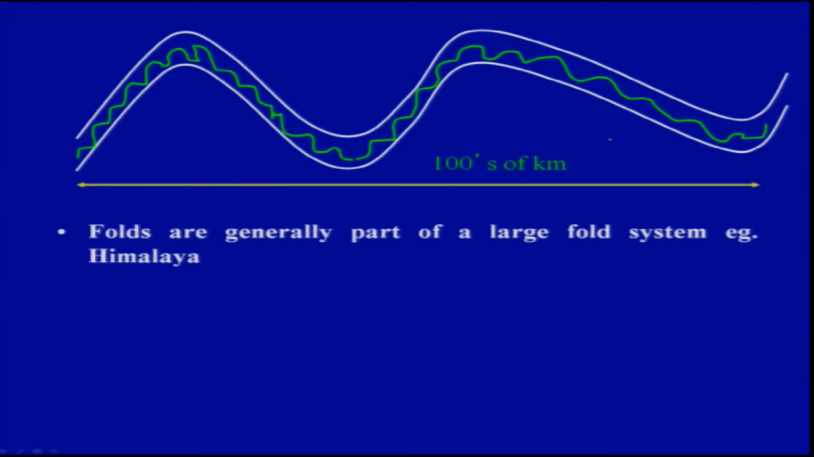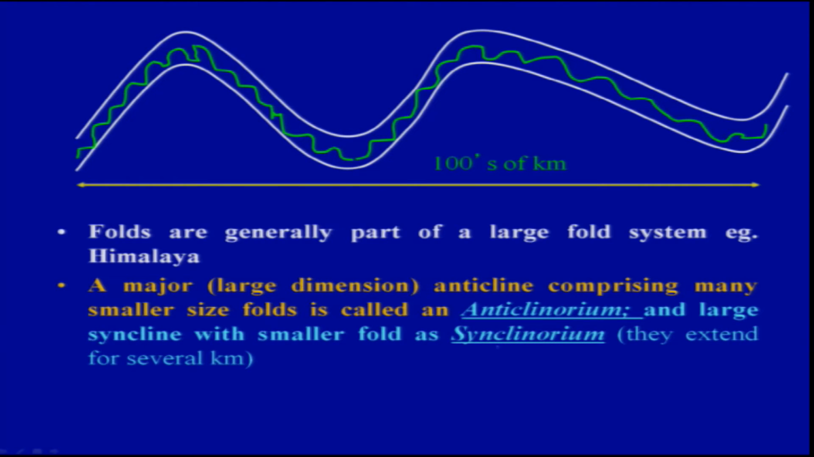So, this is another feature which is mostly associated with the larger folds, what we call the mega folds. Okay. So, these folds are generally a part of the large fold, which we term an anticlinorium or synclinorium, and they are seen within the limb of the major folds. Okay. They are the smaller folds, which again are termed anticlines and synclines, but collectively they are termed anticlinorium and synclinorium. Okay. And they extend for several kilometers along the major large folds. Okay. So, folds are generally part of the large fold system.